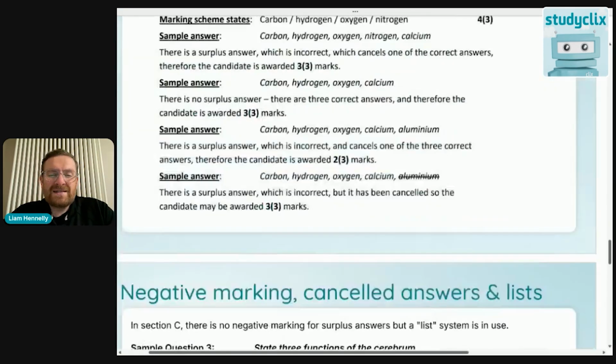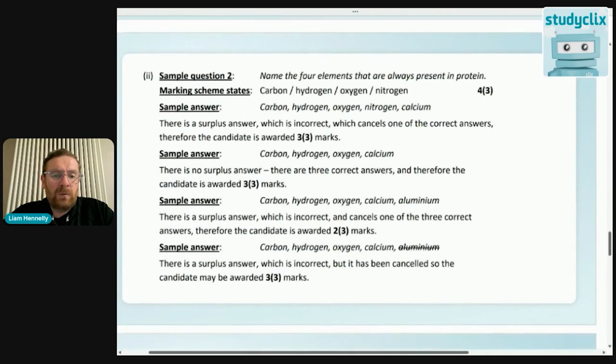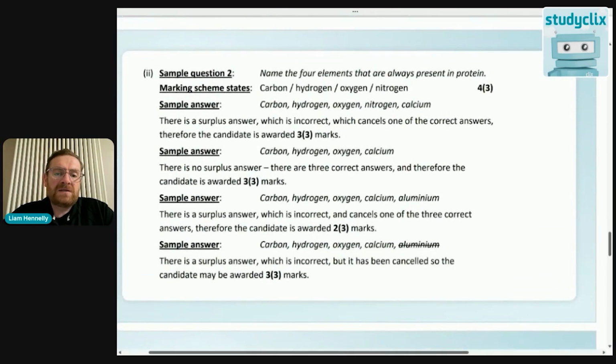So that is the state of play for section A. And what I would say is look for the command words in the question. If it says clearly to name 4 elements, make sure that you just answer 4. There's no need for you to write any more than that.